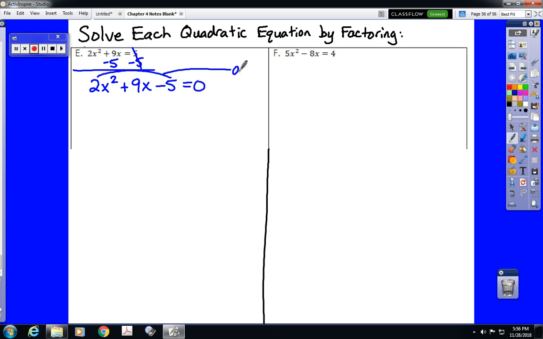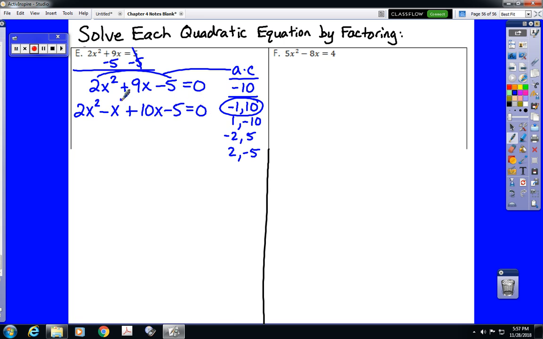2 times negative 5 is negative 10. So we're looking for factor pairs of negative 10: 1 and negative 10, negative 2 and 5, 2 and negative 5. And we want the set that adds to 9. That would be negative 1 and positive 10. So we break up our center term into a negative 1 and a positive 10. Notice I didn't have to write the 1. You can if you want to. Doesn't make any difference. We group and we factor.